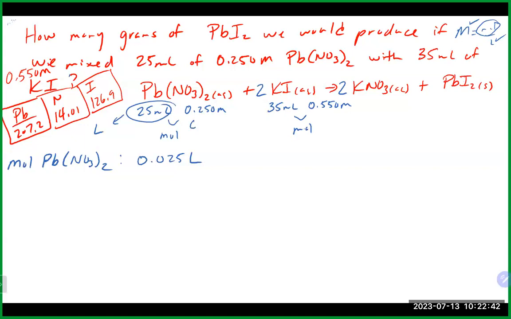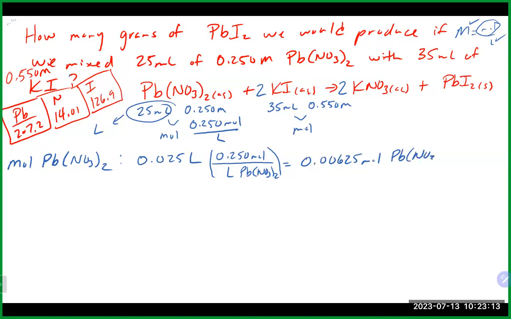I am going to use my molarity with both units there in a conversion factor sort of way. So that means that I'm going to take 0.25 moles per liter of my lead 2 nitrate. That's going to give me moles of 0.025 times 0.25, 0.00625 moles of my lead 2 nitrate.